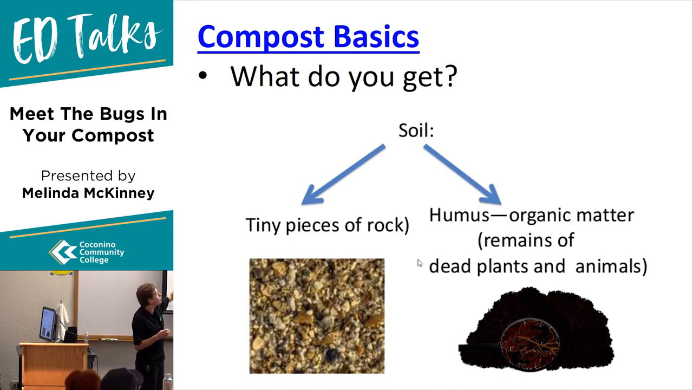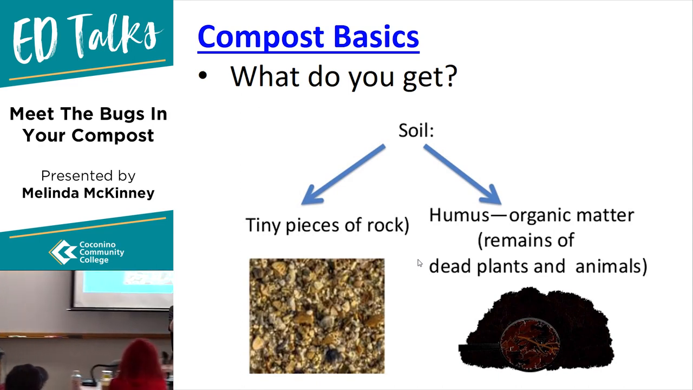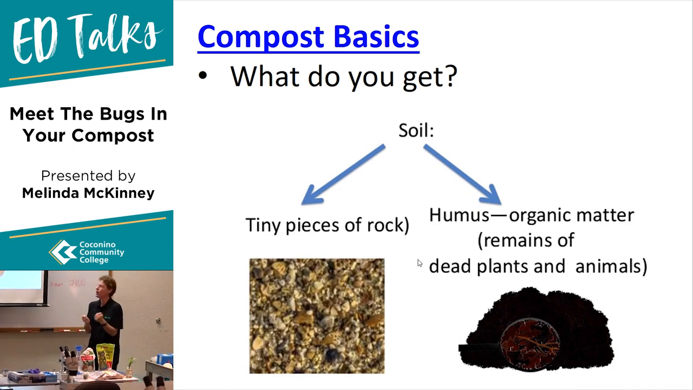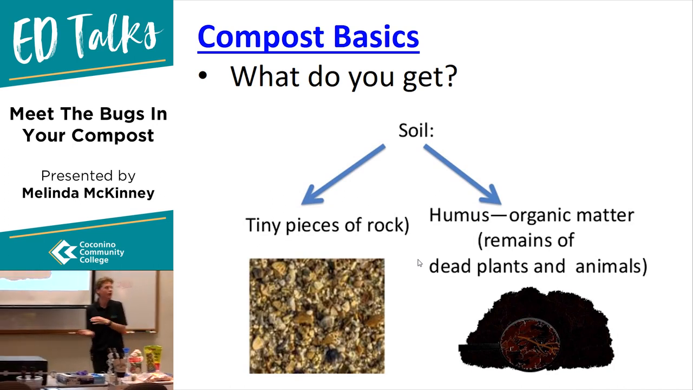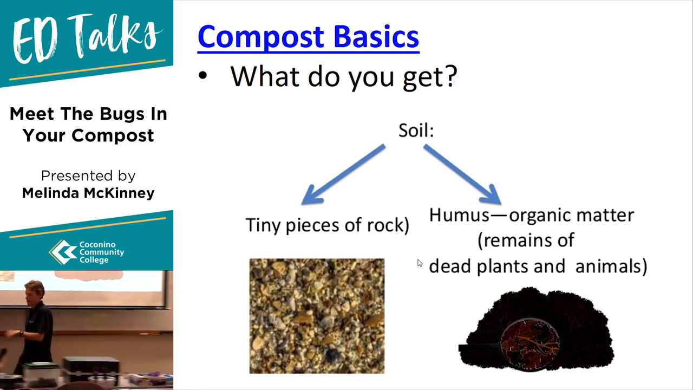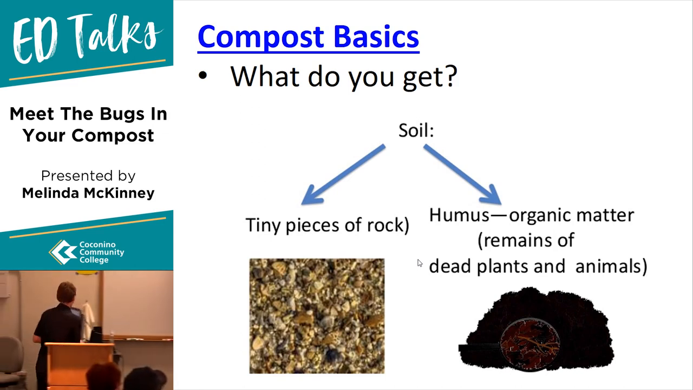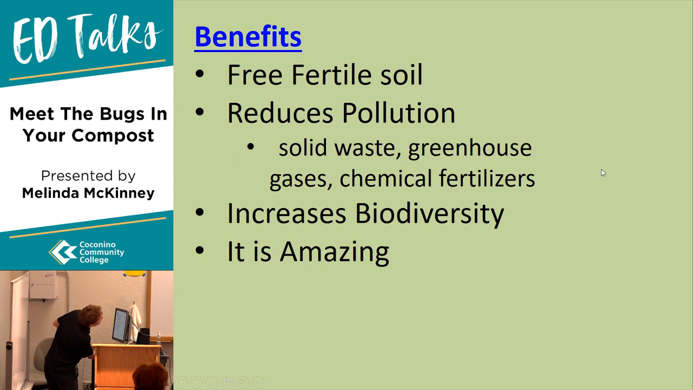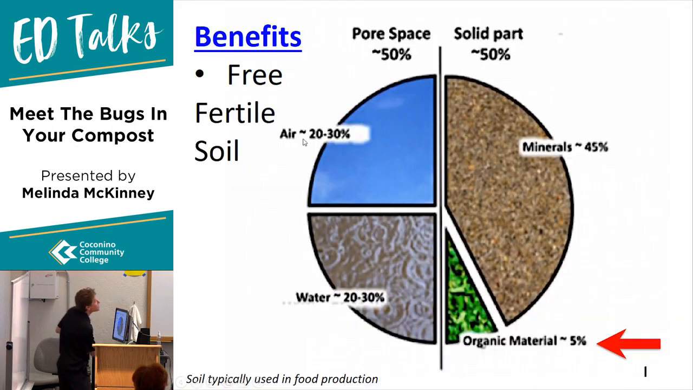So what do you get? You basically get very fertile soil once you mix in the result of the compost, which is called humus. You take that organic matter and you mix it in with the mineral matter, that's the rest of soil, and you get really nice fertile soil. There's a whole bunch of benefits to having that, okay? Free fertile soil, reduced pollution, reduced solid waste, increased biodiversity, and it's amazing. So these are the benefits of composting.